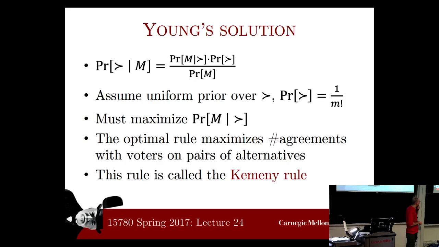And what we're saying is, in order to choose the ranking that is most likely to be the ground truth given the votes, we need to maximize the number of agreements on pairs of alternatives. This rule is called the Kemeny rule. This is a rule that takes as input a matrix of pairwise comparisons. It could also take as input rankings. And it outputs a ranking which maximizes the number of agreements with these pairwise comparisons. Why is it called the Kemeny rule? After Kemeny, the guy who came up with it. That's the name of a person.